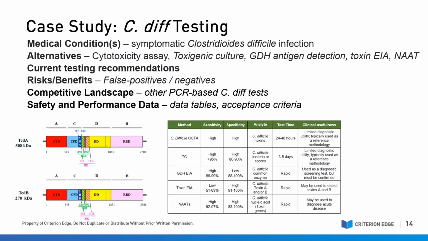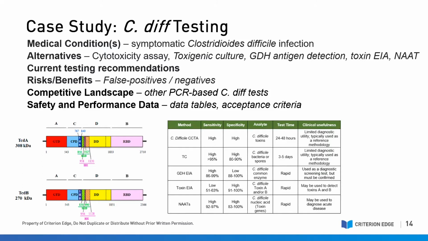Many tests may involve more than one gene. So in this case here, you may have a test that targets the toxin A loci or the toxin B loci, or possibly both. So be prepared to justify not only your choice of gene targets, but also the number of analytes or the number of targets you've selected with respect to scientific validity.